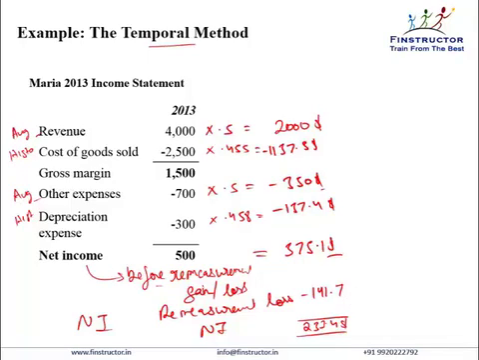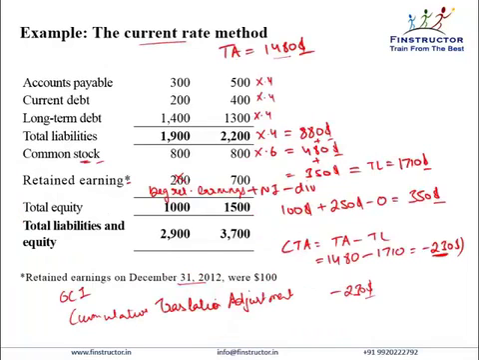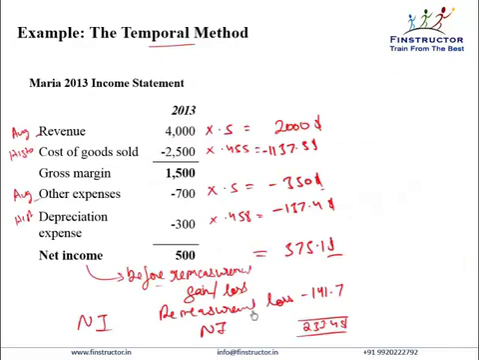So this is how we apply the temporal method that is used to translate or convert from the local currency into the functional currency. So please recall, in the current rate method, the cumulative translation adjustment came out to be $230, while the remeasurement loss in the temporal method came out to be minus $141.7.